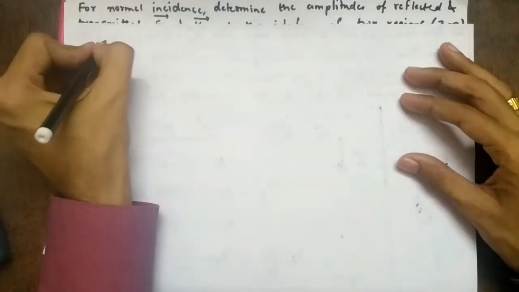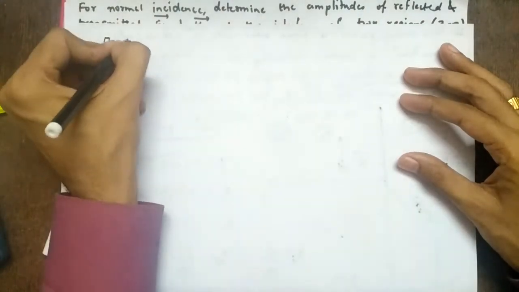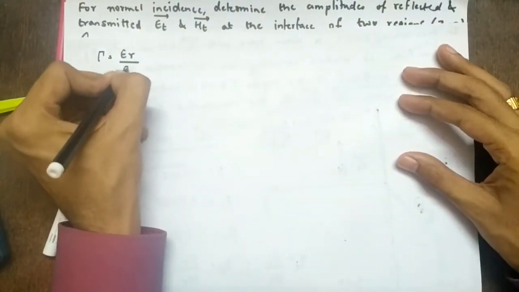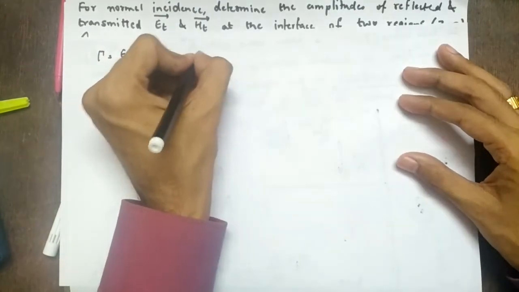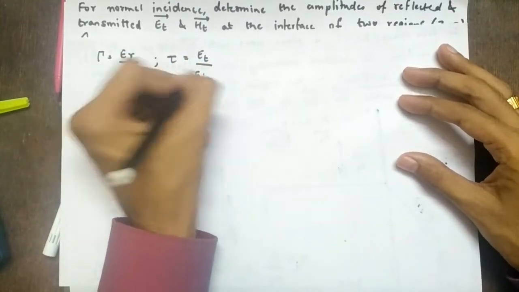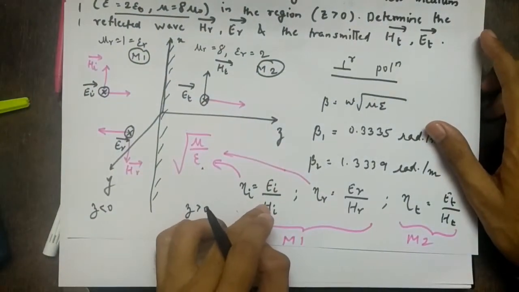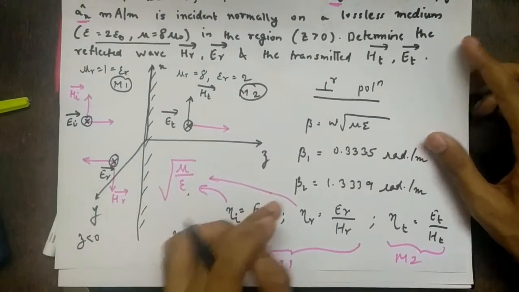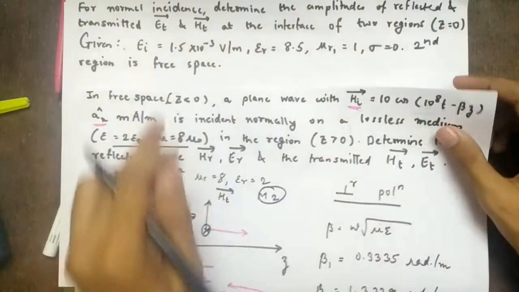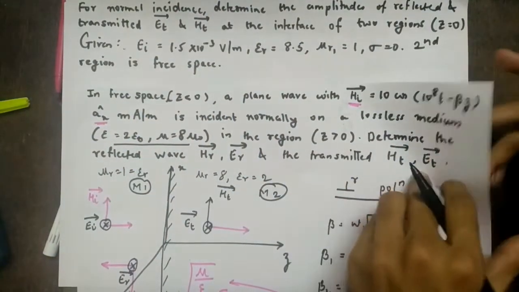We are using normal incidence. So we know gamma is ER upon EI, and tau is ET upon EI. Okay. So from this we can find. So now what have we got? So we can find EI, right? So let's see how to solve this now. First, what they require: HR, ER and HT, ET, right?